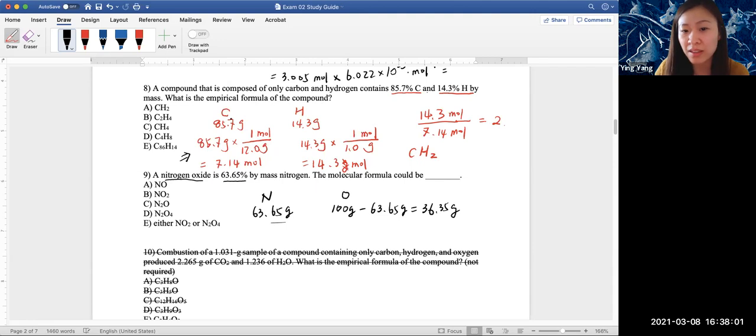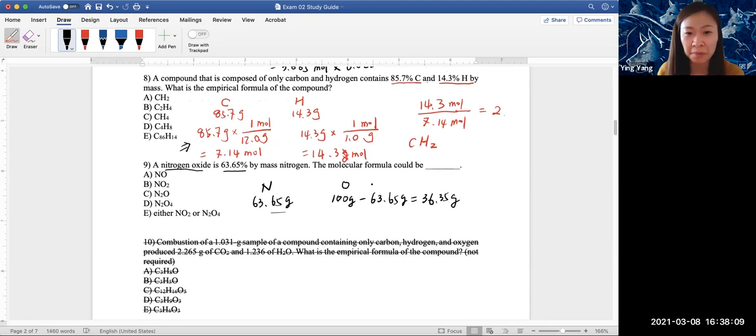Now you know the weight of nitrogen and the weight of oxygen, and then you follow the same calculation as we showed you in the previous question and find out the number ratio of the 2 elements, nitrogen and oxygen. So we're not going to repeat this anymore. And the correct answer here is C, N2O.